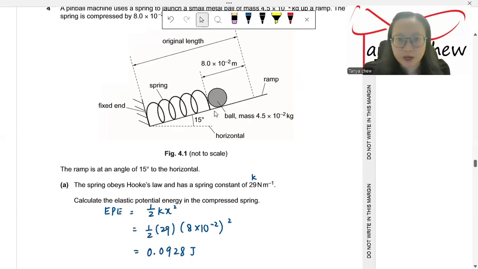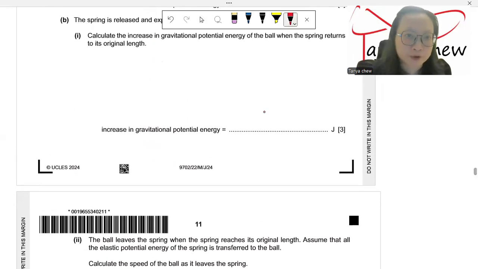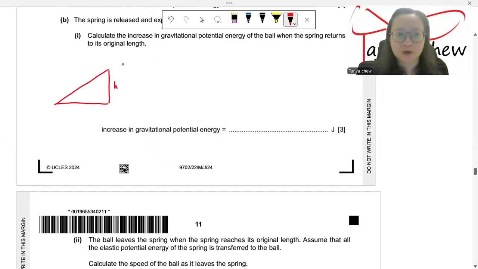So I'm going to shift my angle here. I want you to see it closely. I'm going to use only this part of the ramp. And this is 15 degrees. I'm going to redraw that because the hypotenuse is given, which is 8 times 10 to the power negative 2. I'm going to draw it out here. So this is 15 degrees. This is the h that I'm going to calculate.